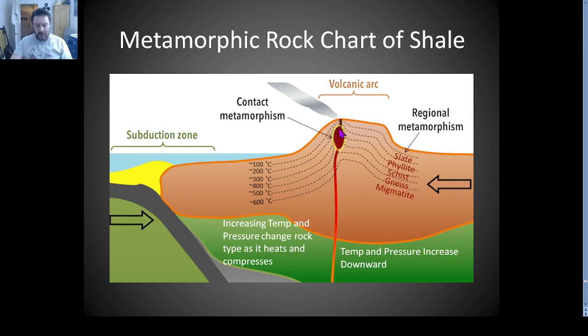That is not what made our White Mountains. Our White Mountains are made from regional metamorphism, which is the pressure induced from the compression on each side, and then just depth. You go from a shale, which becomes a slate, which becomes a phyllite, which becomes a schist, a gneiss, and then you finally start to melt into a migmatite. And that is what we have in the White Mountains. We have high schists and we have gneisses.